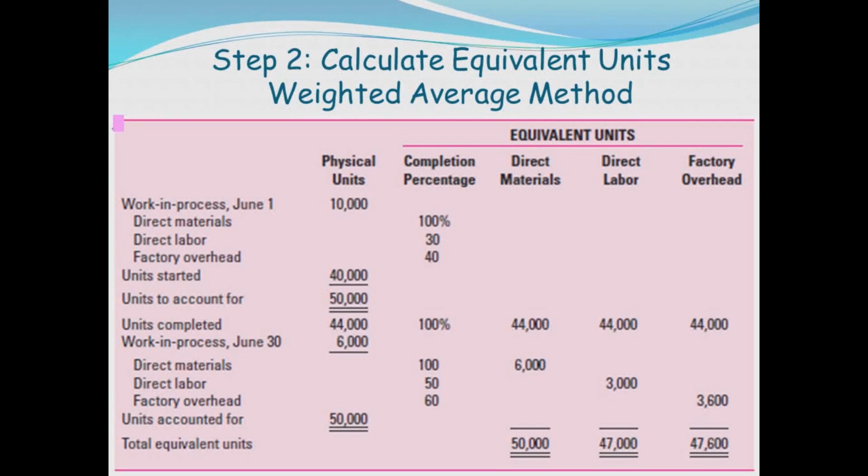So there were 50,000 equivalent units of materials, 47,000 equivalent units of labor, and 47,600 of overhead, using the exact same formulas we used for the little simple problem we did before this, right? This is that B plus percentage times C in weighted average, for each unit. So we now have our equivalent units of direct materials, our direct labor, and our factory overhead.